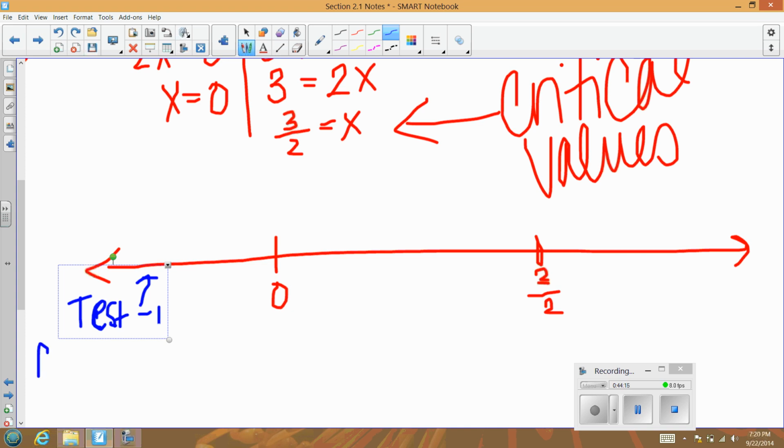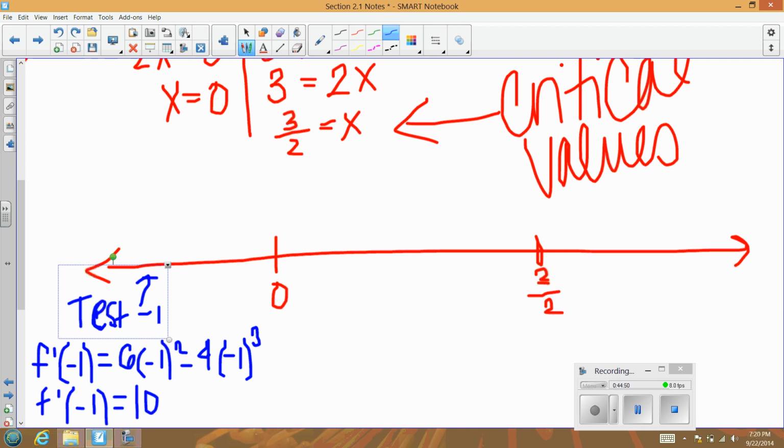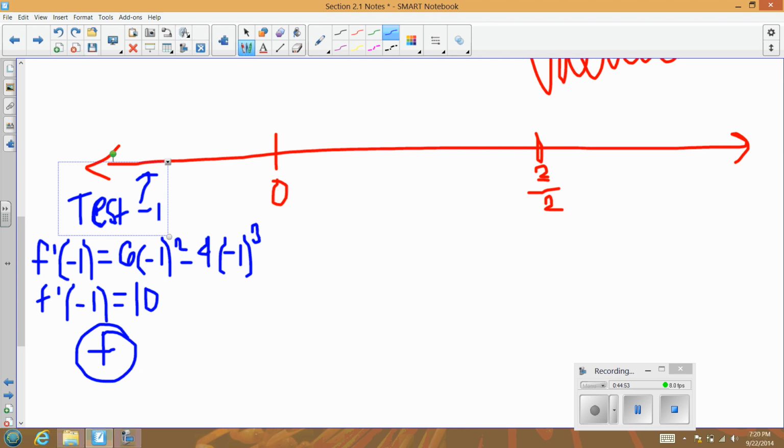And again, when you test your values, they are going into the derivative. You're trying to see if you get a positive or negative value for the derivative, which really is representing the slope of the tangent. So if it's a positive slope, it'll be increasing on that interval. If it's a negative derivative, it means it's a negative slope, which means your function's decreasing. So I plug in -1 into my derivative function. And we get 10. So we get a positive number, which tells me my function is increasing from negative infinity to 0.